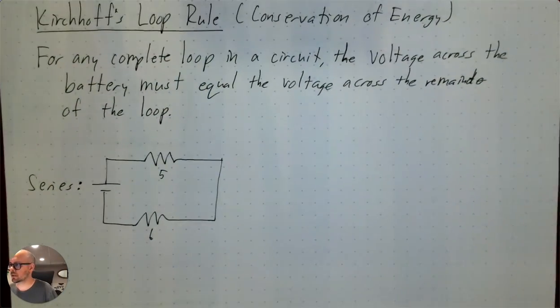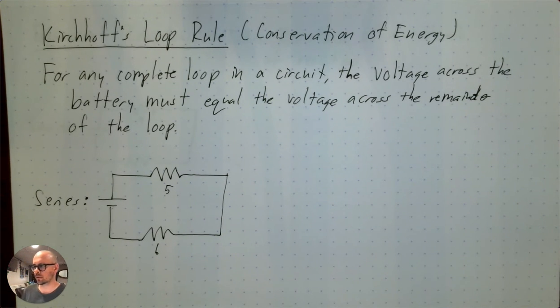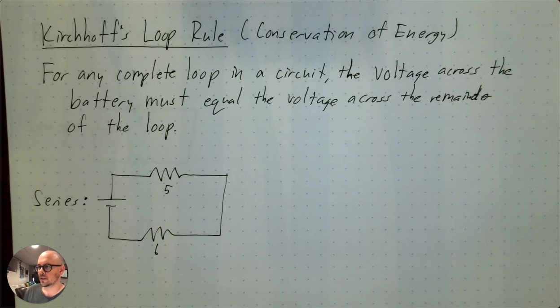Next up, we have Kirchhoff's loop rule. This one's a little bit harder to explain because we haven't talked a ton about all of the things leading up to voltage, but it's still pretty simple. The loop rule is an application of conservation of energy, and it says for any complete loop in a circuit, the voltage across the battery must equal the voltage across the remainder of the loop.